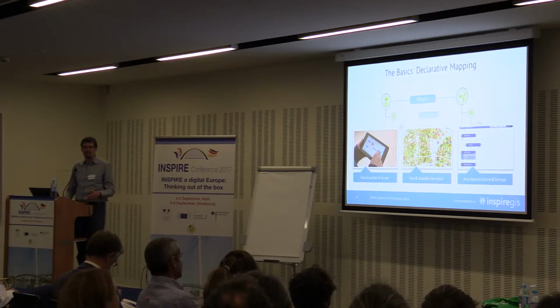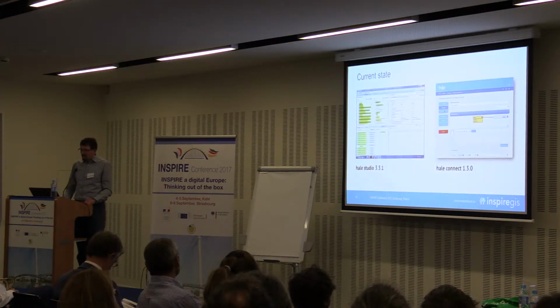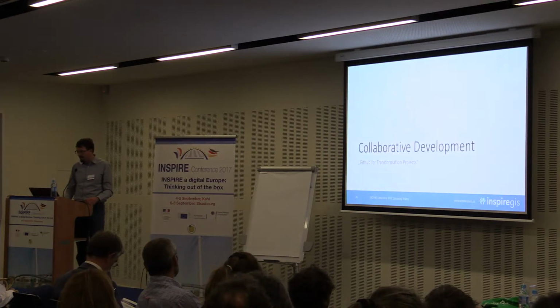Yesterday I presented about how we use one set of alignments to actually transform from XML to XML, from databases to XML, and many other ways. The current state where we've implemented this approach is on the one hand in the open source software Hail Studio, and on the other hand in our cloud software Hail Connect. And so I would like to highlight now the three aspects that I mentioned in the beginning.